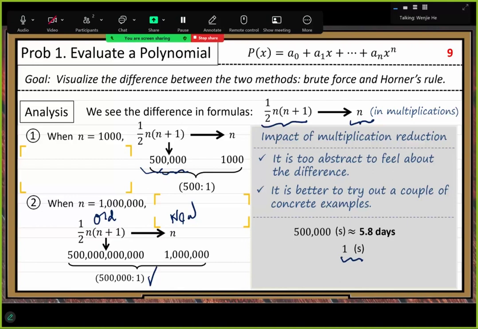Okay, yeah, 5.8 days. But solving the same problem, huge difference. Solving the same problem. Here you can imagine.